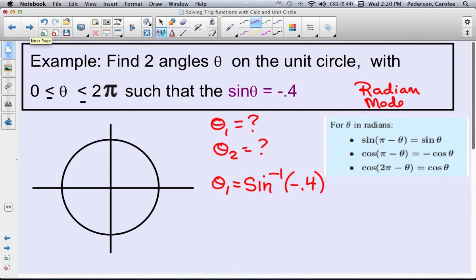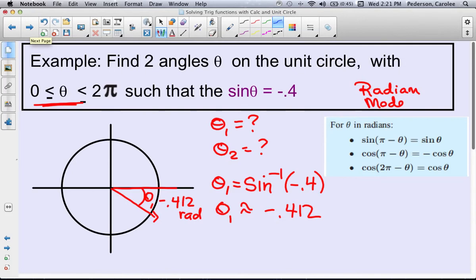And when you do that, you get approximately negative 0.412. Well, it's asking us for positive angles. So if I were to create this theta 1, negative 0.412 radians, and this is my theta 1, how do I create a new angle that is, let's say, coterminal, if you remember that definition?